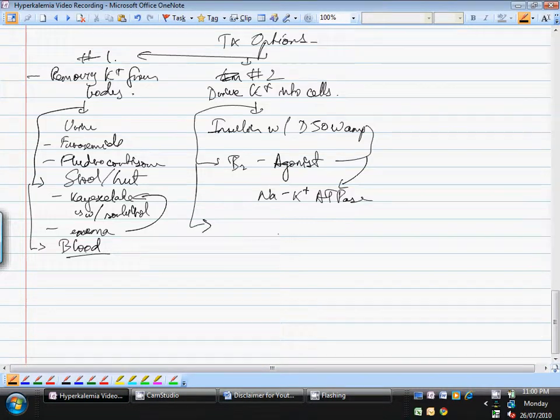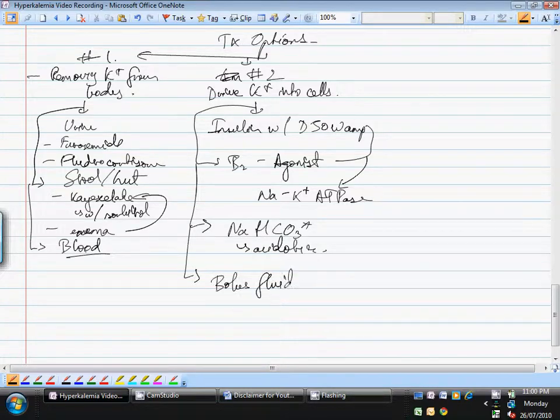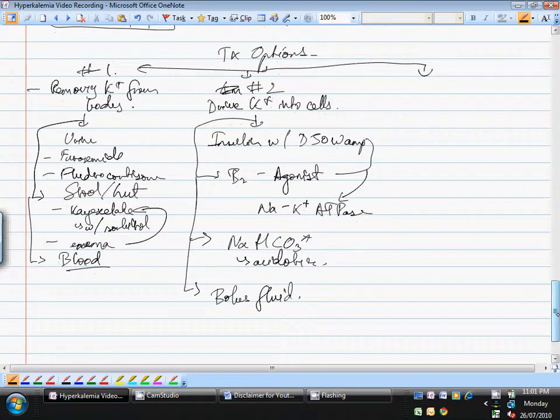You can also use sodium bicarbonate. Usually this is reserved for patients who are acidotic. And some people also suggest giving a bolus of fluid. And what that does is that if they're hypovolemic, it corrects for the hypovolemia and bumping up their GFR. So if they have CHF and they have hyperkalemia secondary to CHF, giving fluids in and of itself might help resolve some of the hyperkalemia.